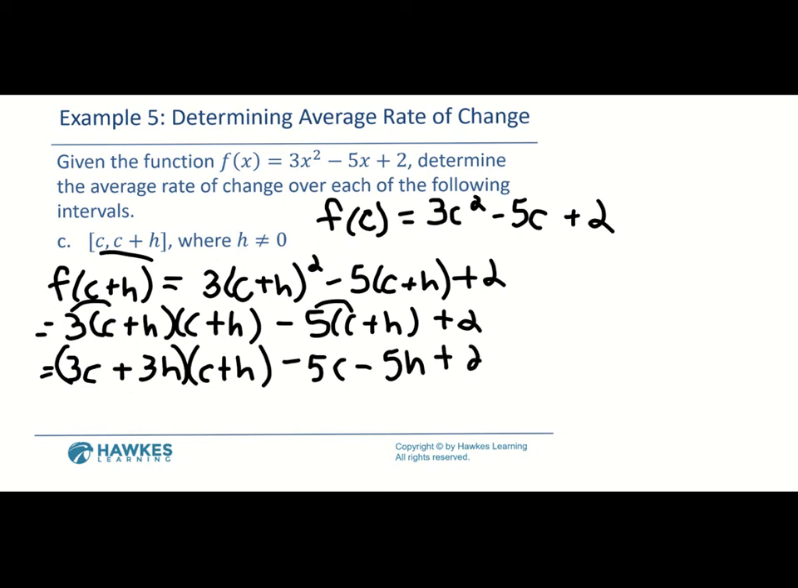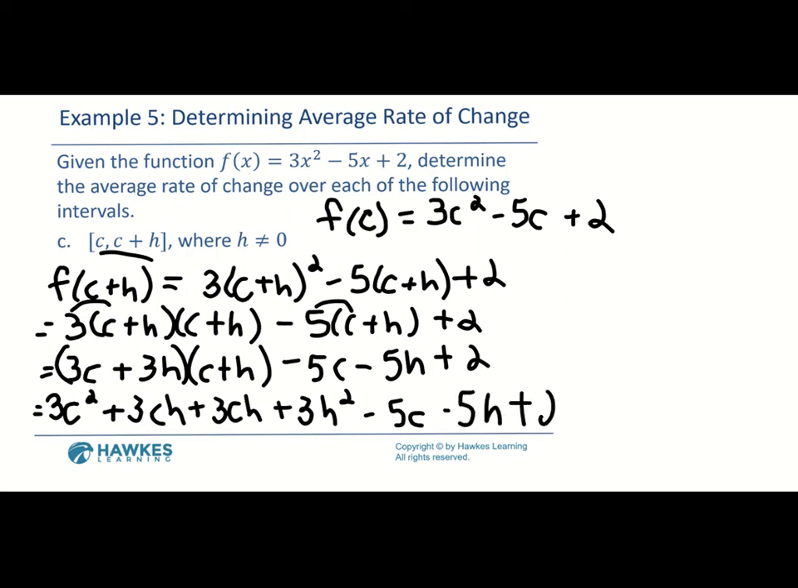So now when I FOIL here, we are going to have 3c squared plus 3ch plus 3ch plus 3h squared minus 5c minus 5h plus 2. This is where it can get a little long, like I said. And then we're going to simplify it.